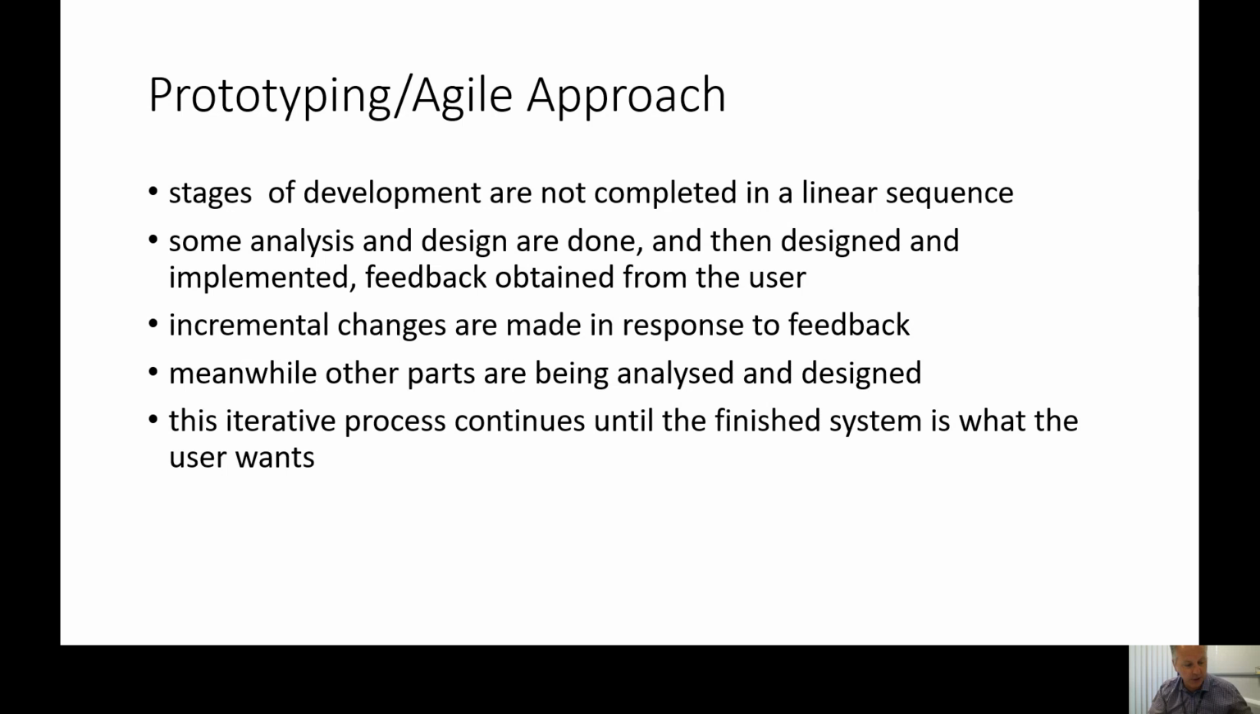So if you get feedback from your user, you then put those changes in place as you go through, as you develop the prototype, as you develop the system. Other parts of the system are being analysed and designed as you're developing bits of the system that can be developed. Maybe you're analysing and designing other aspects of the system at the same time. The iterative process continues until the finished system is what the user wants. So you can keep in that cycle of design, implement, feedback from the user, do it for each part of the system, and it's only when you've got the feedback from the user on the finished system that the process is stopped.